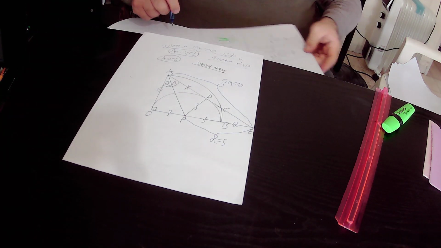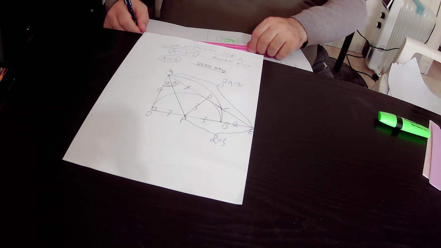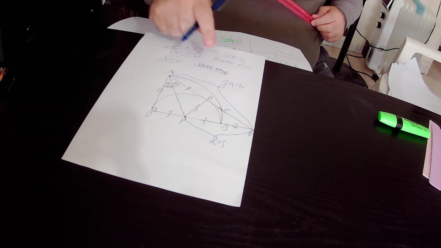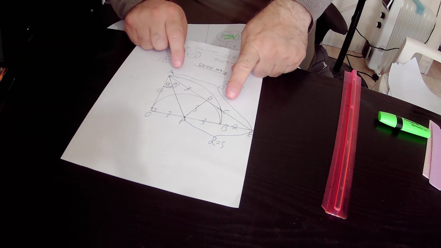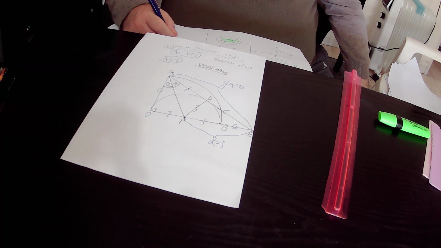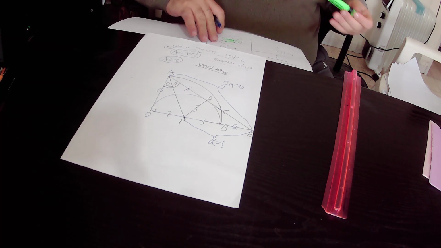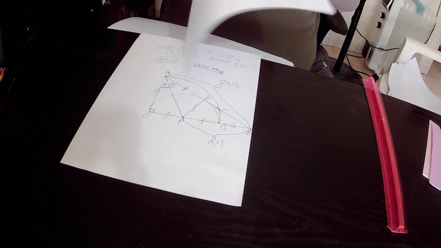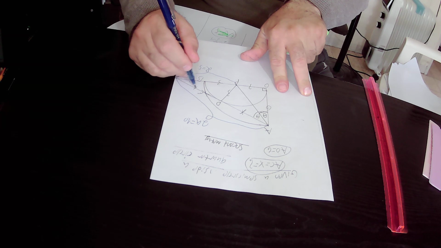So CE equals AE. Here AE equals 10. And AC is the line segment that we are looking for. It is equal to X according to what is given in the question. So in conclusion, we found out that CE equals 10 minus X. You can write here that CE equals 10 minus X.